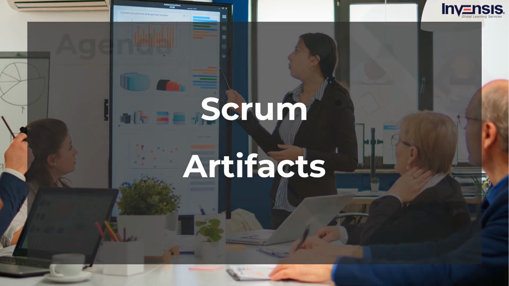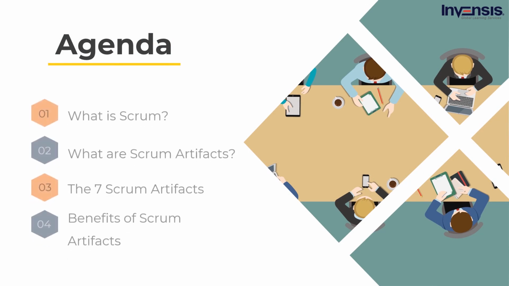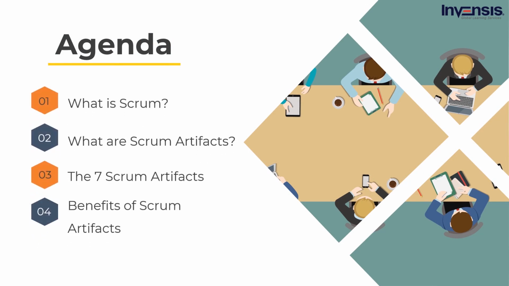Before we get started, I would like to address the agenda for today's session. We will start our session with a brief understanding of what Scrum is and what exactly is Scrum Artifacts. Moving on, we will understand about the 7 Scrum Artifacts in detail and conclude the session by talking about benefits of Scrum meetings. I hope the agenda was clear.